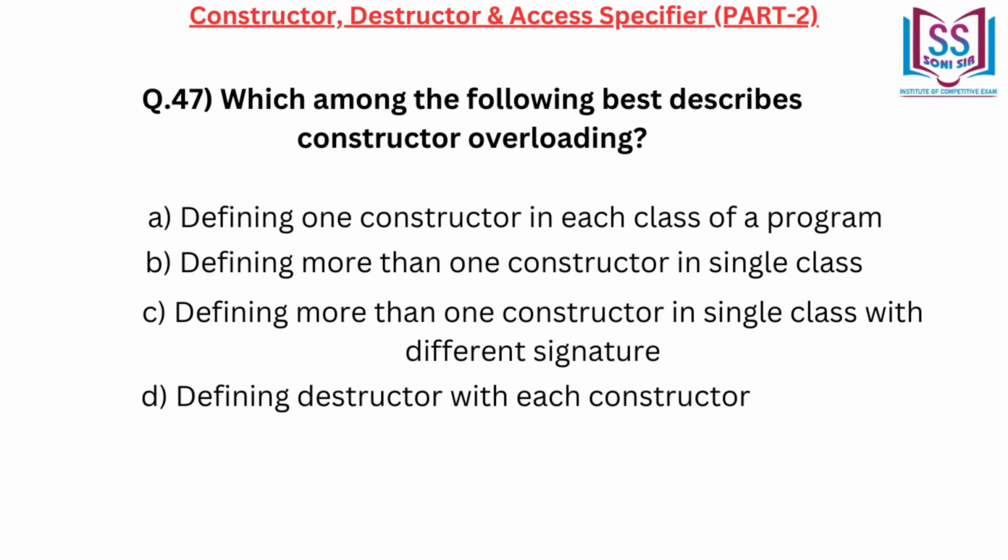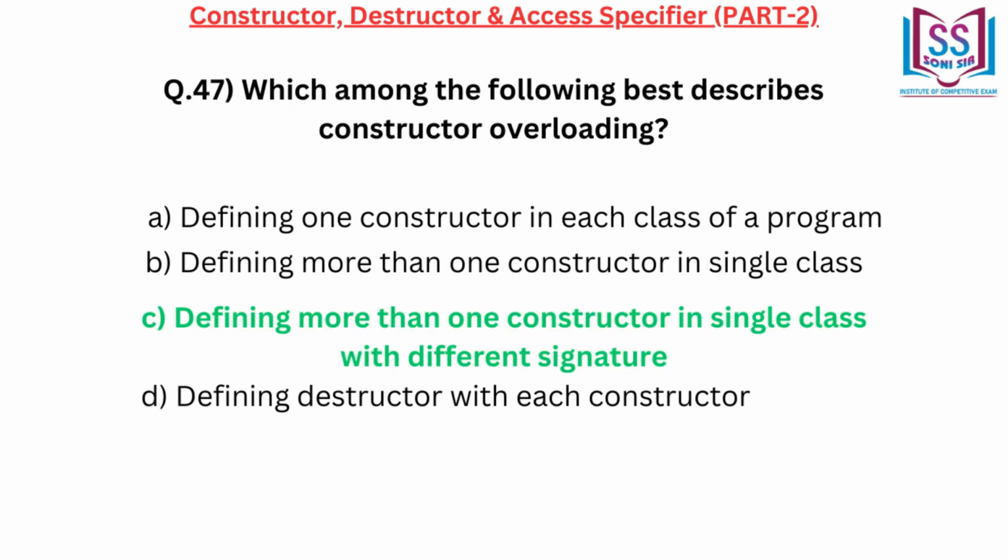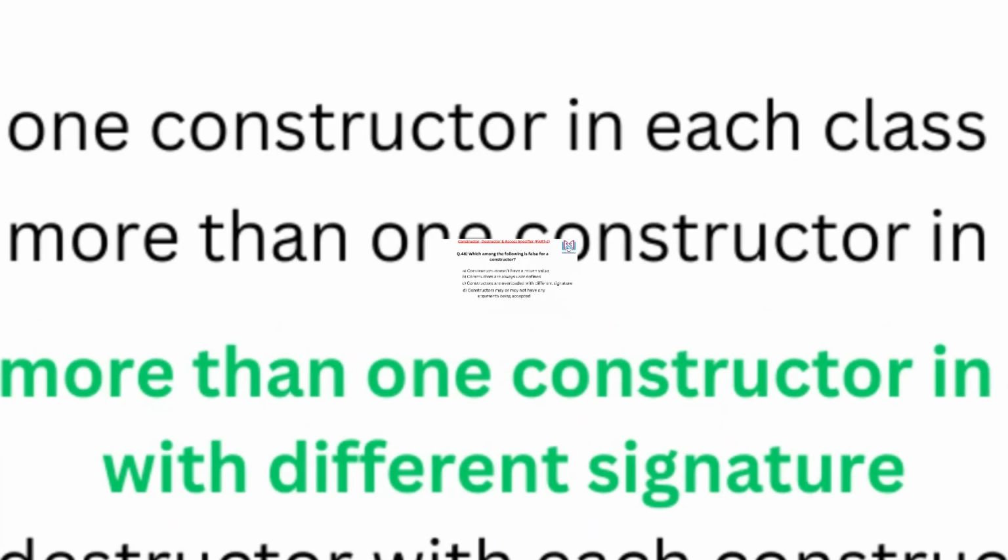Which among the following best describes constructor overloading? A. Defining one constructor in each class of a program. B. Defining more than one constructor in single class. C. Defining more than one constructor in single class with different signature. D. Defining destructor with each constructor. Correct answer C. Defining more than one constructor in single class with different signature.